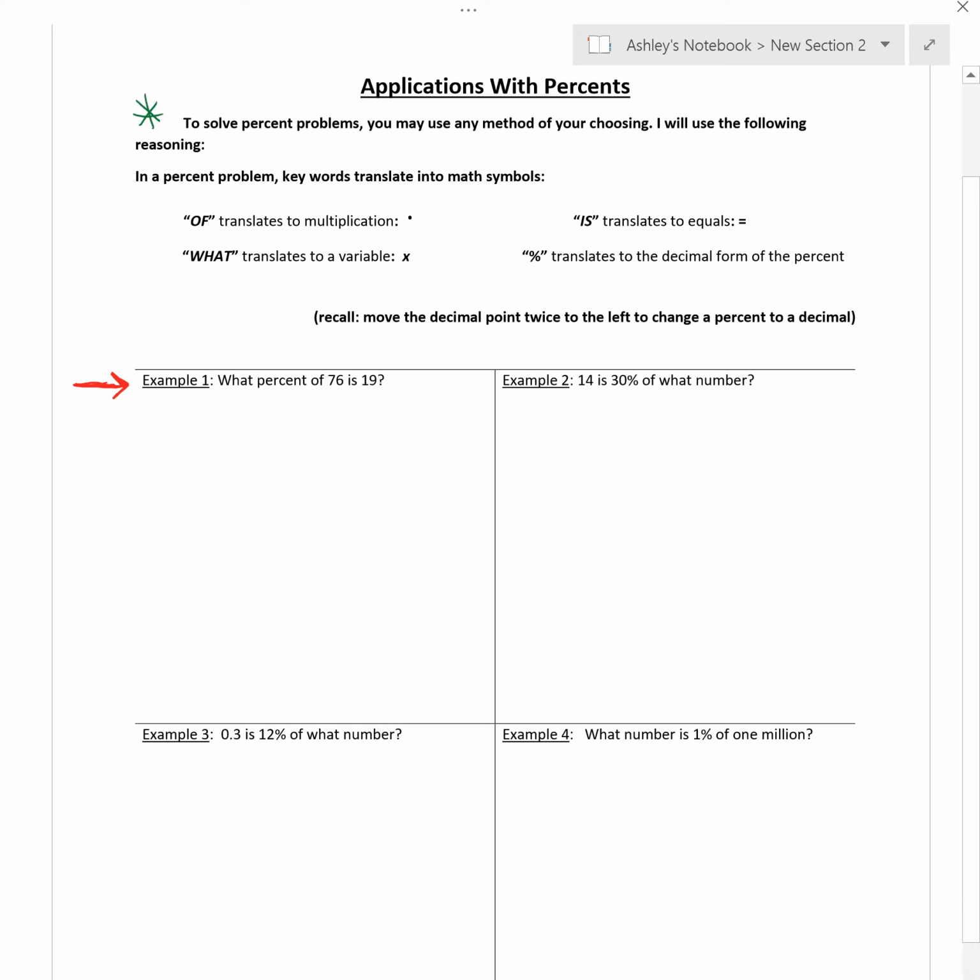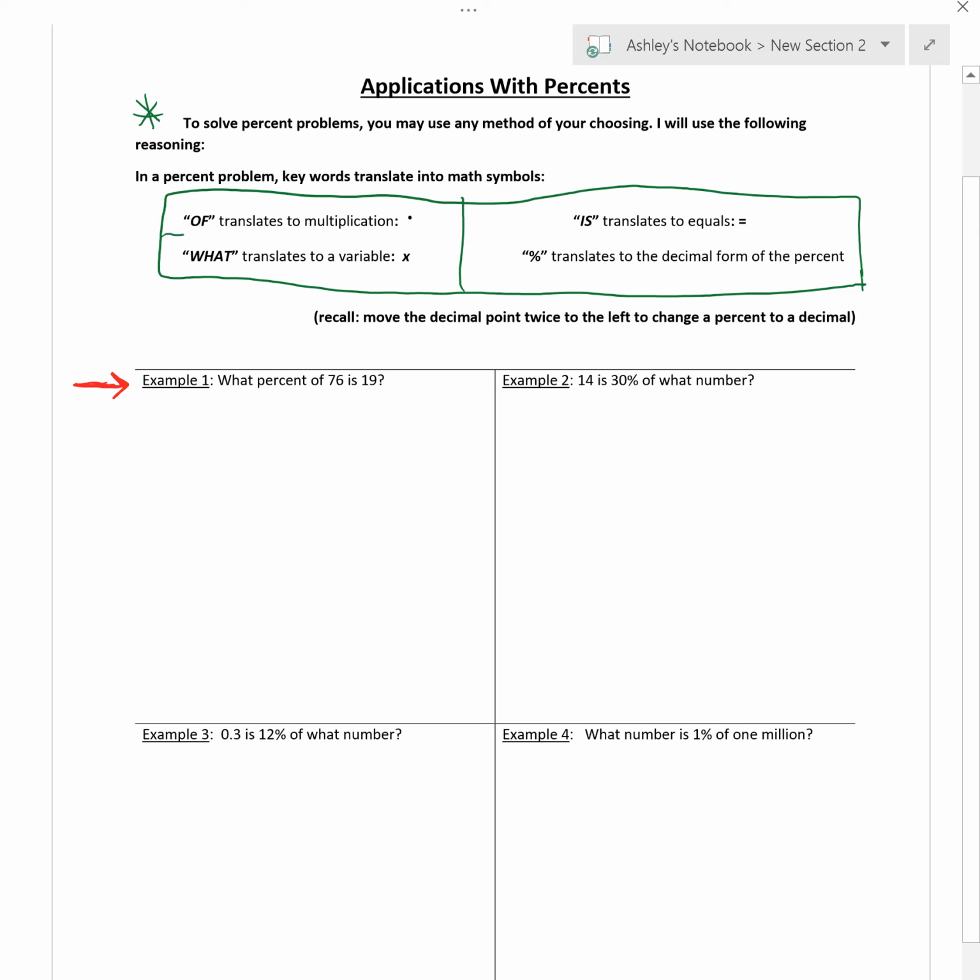So at the top of the page, it says to solve percent problems. Like I said, you may use any method of your choosing, but I'm going to use the following reasoning, which isn't too complicated. All it does is translate words into an equation. So here you have the key words that mean different things, like we saw in the review chapter, where we were looking at different word problems. If you see the word is, that's code word for equals, things like that. But these are kind of special for percent problems.